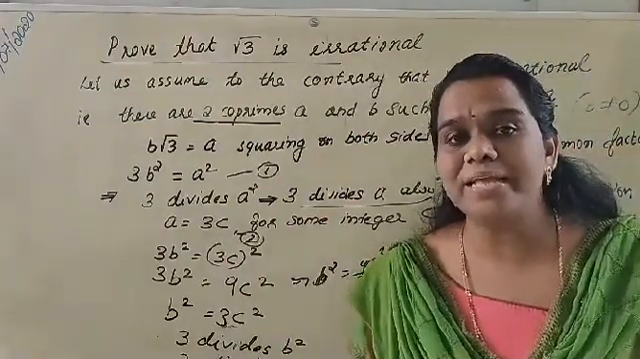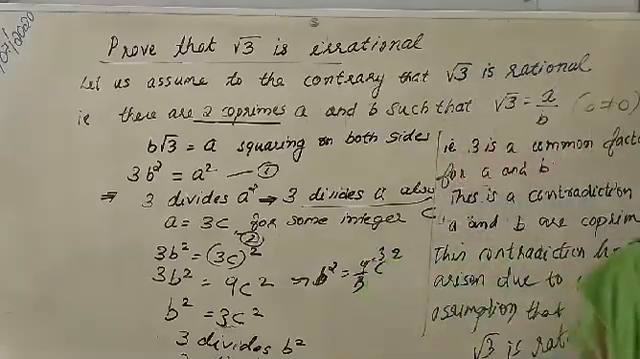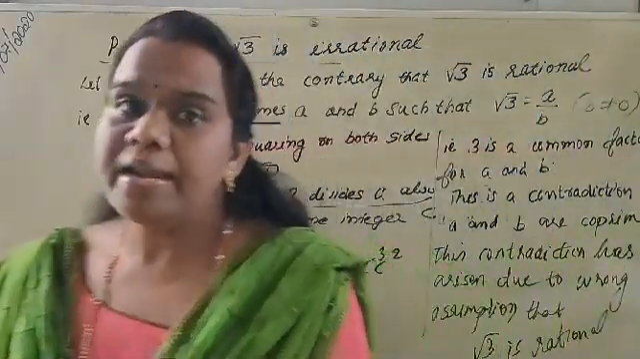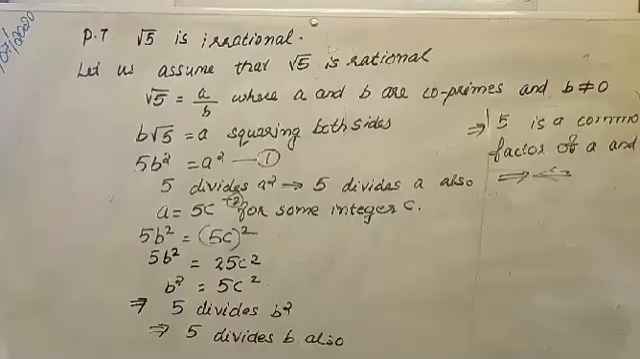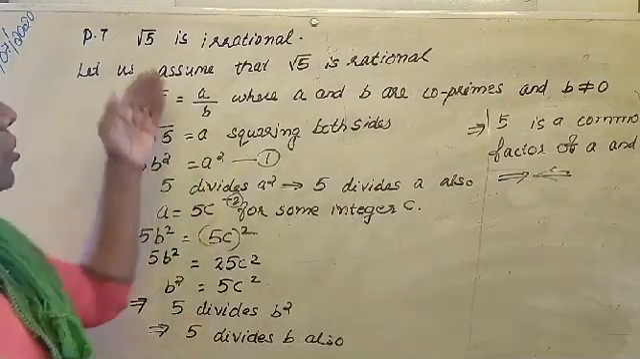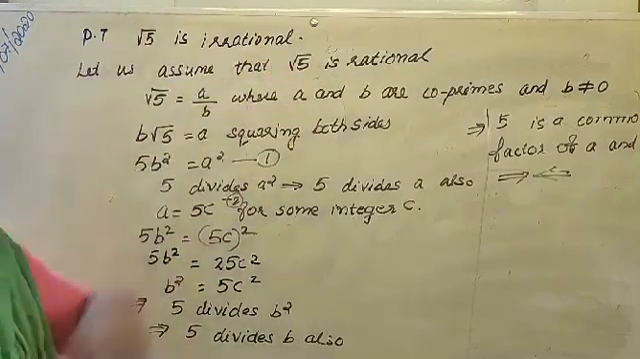Similarly, you can prove that root 5 is also irrational. Now next we are going to prove, by the same method, that root 5 is irrational. Prove that root 5 is irrational.